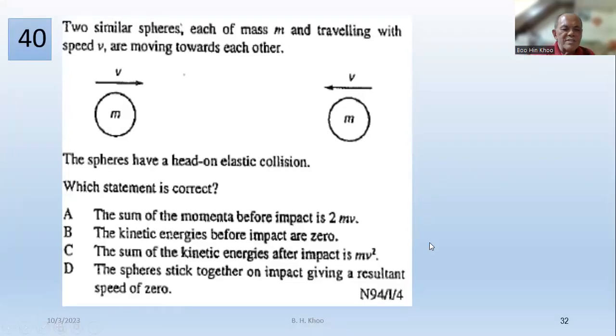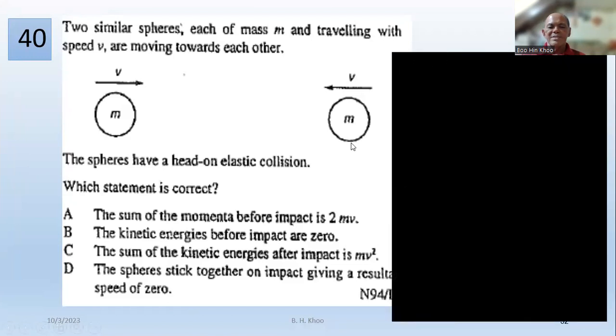Okay, let's have a go at this one. Two similar spheres, each of mass m and traveling with speed v, are moving towards each other. The spheres have a head-on elastic collision. Which statement is correct? The sum of momenta, that's the plural for momentum, before impact is 2mv. Which is wrong. Momentum is a vector quantity.